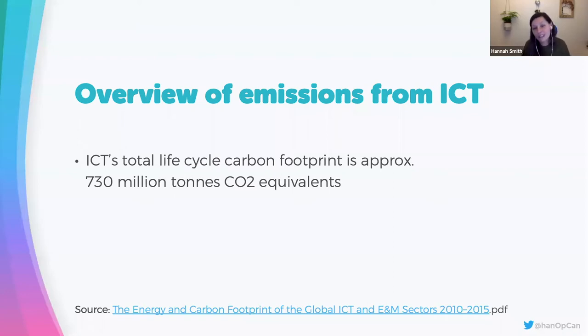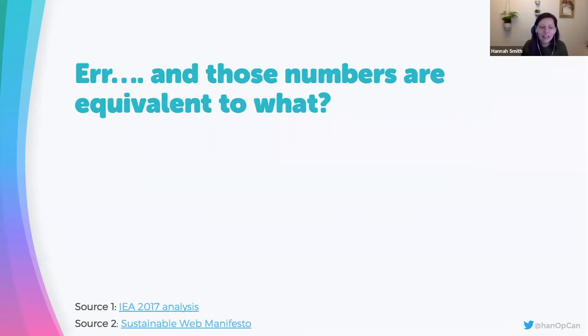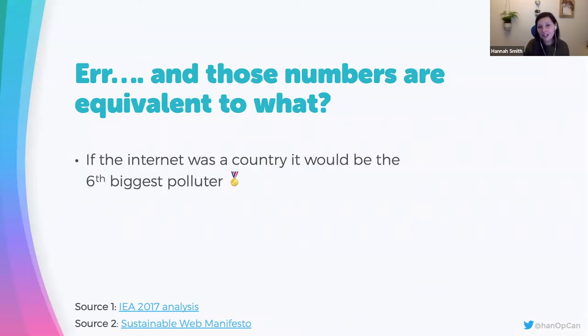ICT, or digital's total life cycle carbon footprint is approximately 730 million tonnes of CO2 each year. So if you're anything like me, maybe you're not able to put that number into context, not sure what that means. So putting it into a global context, that is equivalent to roughly 1.4% of global carbon emissions. And to further contextualise that number, if we ranked the internet or ICT as a country, it would come out as the sixth biggest polluter. So that's a significant impact.